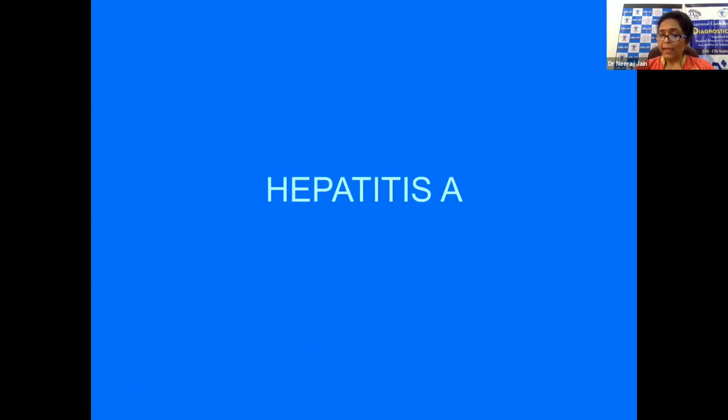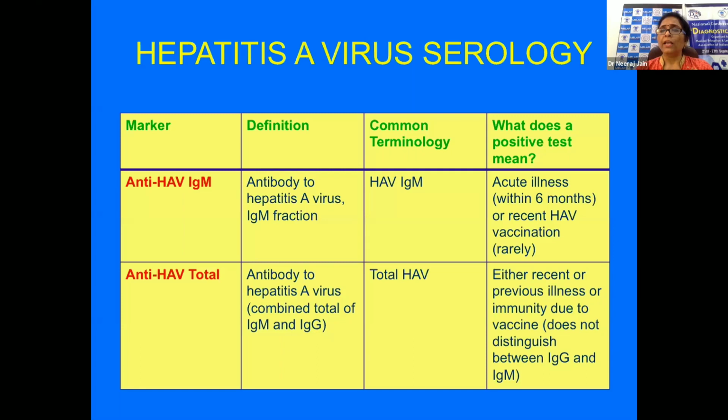Coming to hepatitis A: a very simple, acute virus, no chronic state, with feco-oral transmission. We have only two markers, the antibody response of IgM variety or IgG variety. IgM means acute illness or recent vaccination, or IgG, also called total. IgG or total are taken as one. So either the patient had a past infection or had an immune response to vaccination.